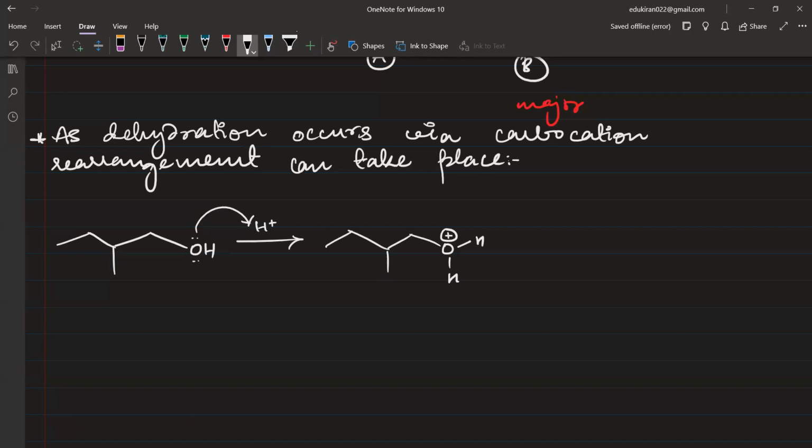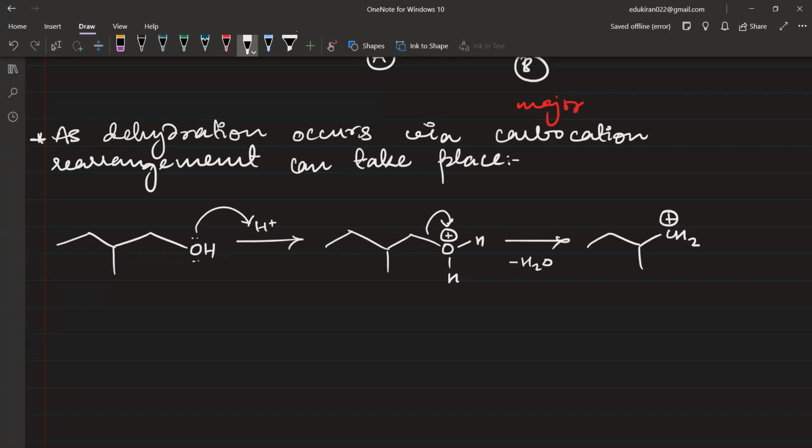Okay. Now, the next thing that can happen here, the oxygen atom that is bonded with 2 hydrogen is going to be removed, leaving out a water molecule. And I will be getting here CH2 positive. Okay. CH2 positive.